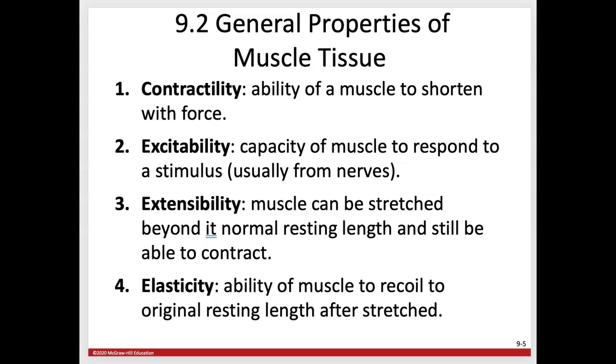So general properties of muscle tissue, these four main properties are things that muscle tissue can do. Muscle tissue is able to contract. Muscle tissue is excitable. Muscle tissue is able to extend or has the ability to stretch. And then muscle tissue is able to recoil and go back to its original position by being elastic.